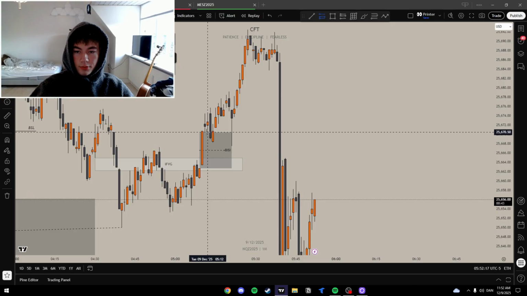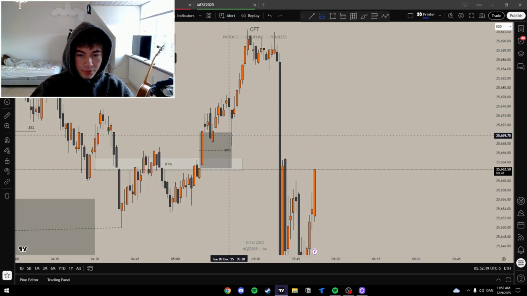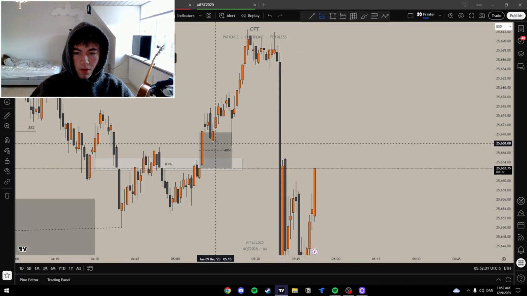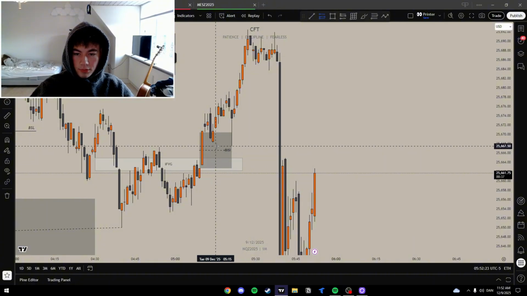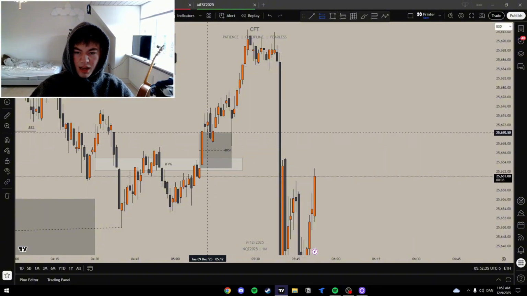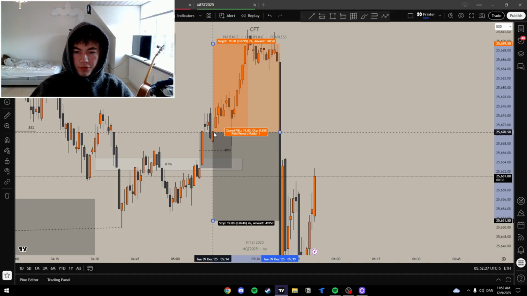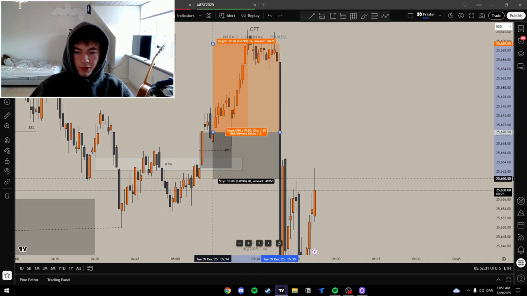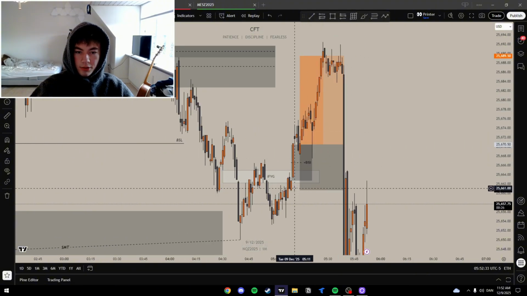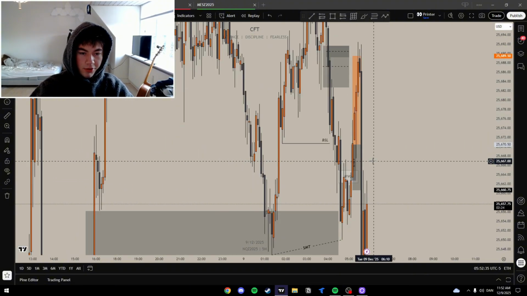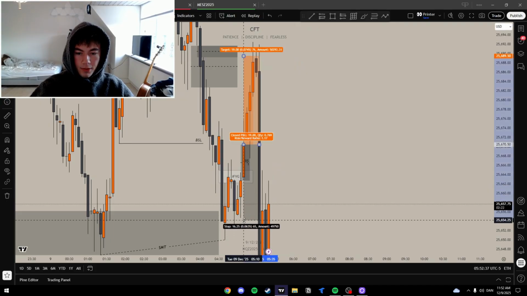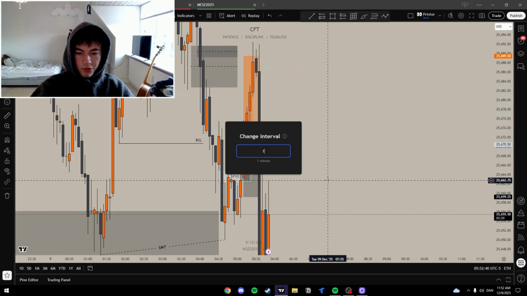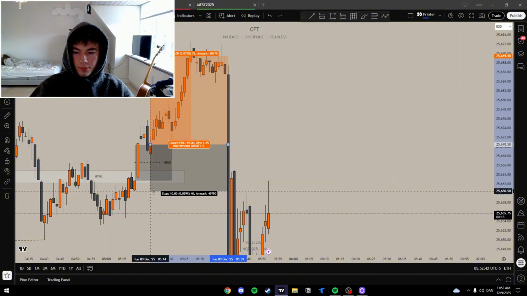If we, how is it? Nah, it's not. This is just more conviction. So if we make a 1-minute fair value gap, you could place your stop loss like under this low right here instead of all the way down here. It's just like an extra confirmation.